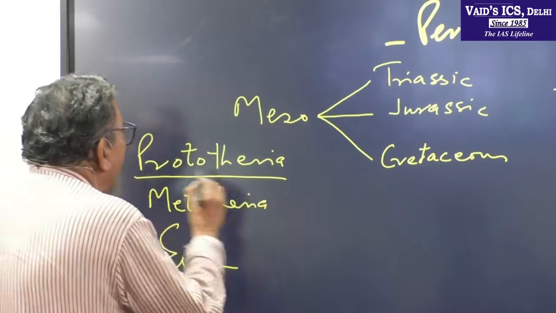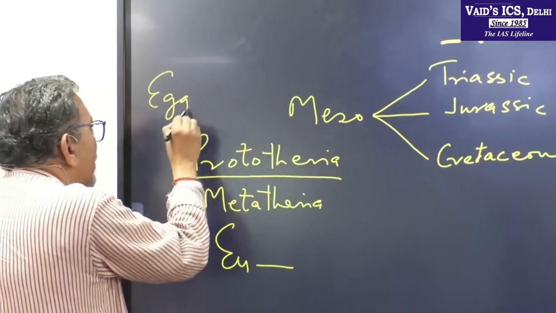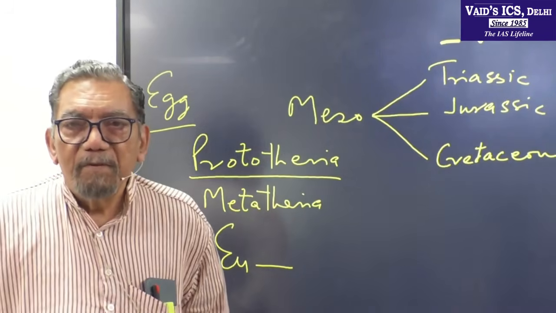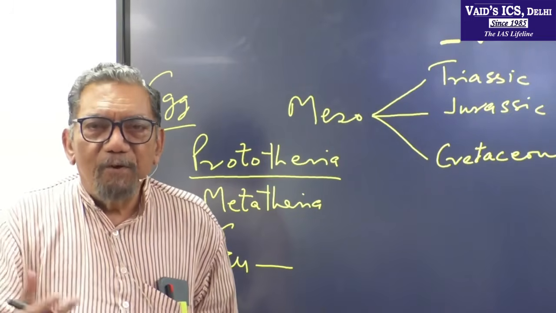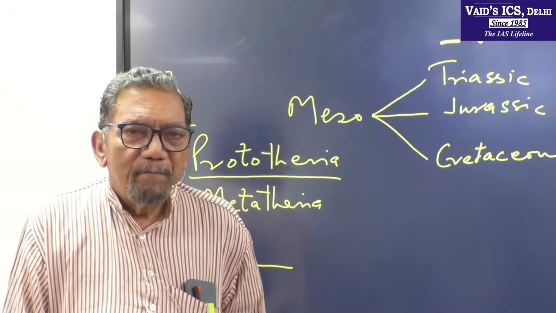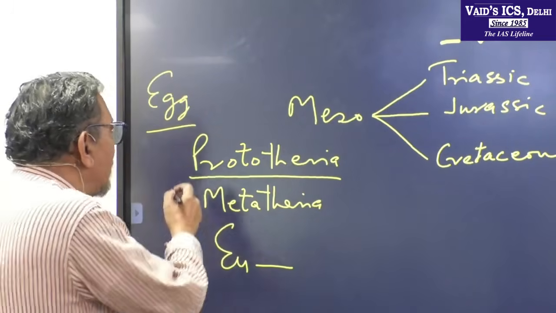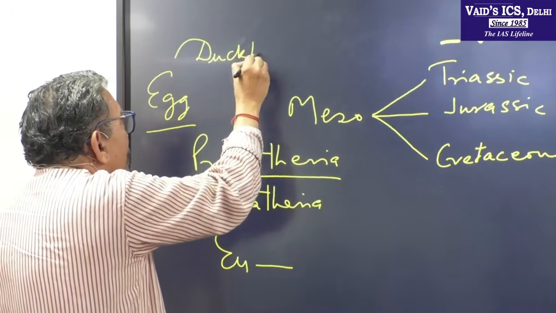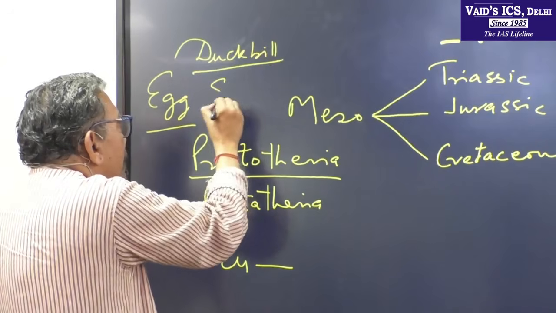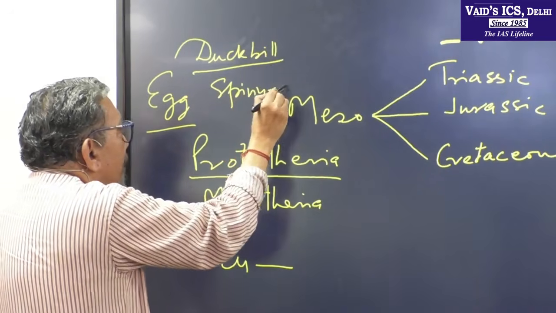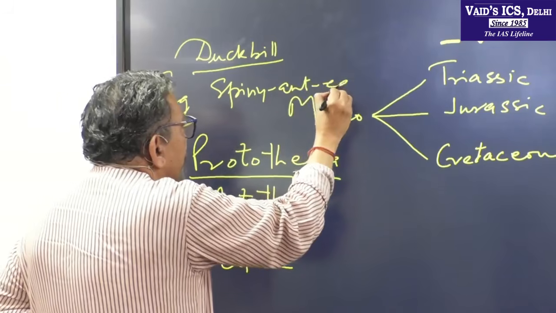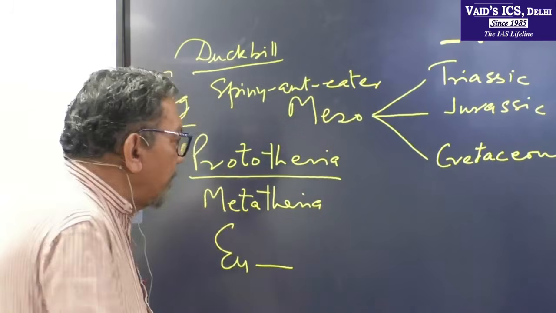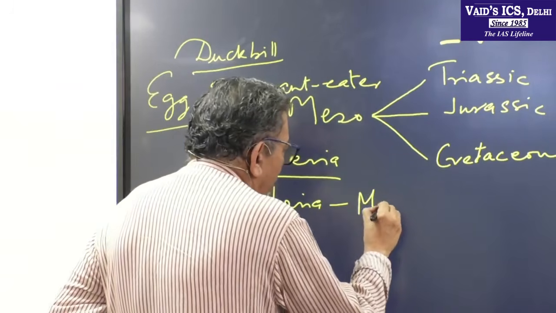Prototheria are egg-laying mammals. The milk oozes from their hair or feather, whatever you like to call. In GS prelims, if at all they ask, there are two of them. One is duckbill platypus, and second is spiny anteater. Metatheria are also called marsupials.